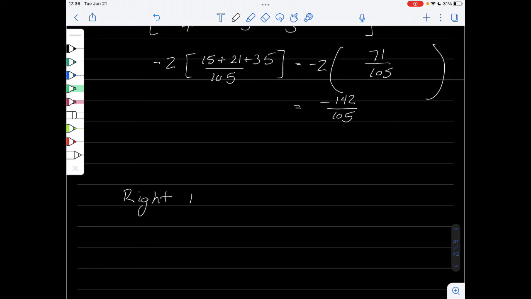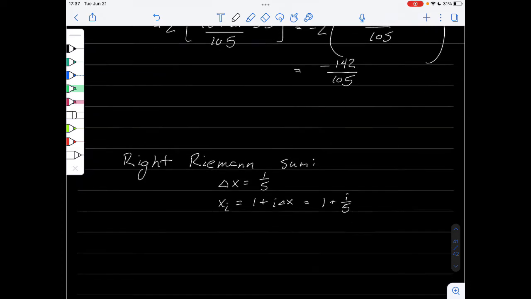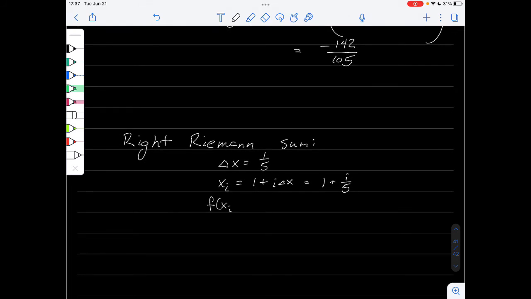But moving on to the right rule, the right Riemann sum. This is a little easier. So we know delta x is 1/5. And x sub I is just the right endpoints. So it's 1 plus I delta x, or 1 plus I over 5. So f of x sub I is going to be, well, let's clean this up. This is 5 plus I all over 5. And when we take the reciprocal of it, this is 5 over 5 plus I.